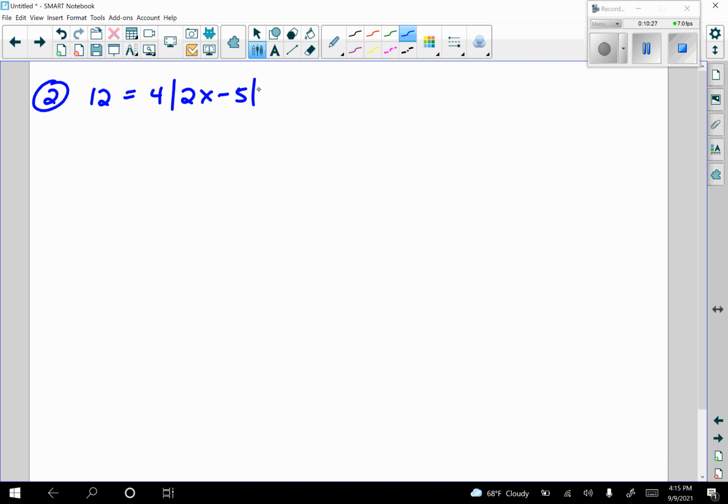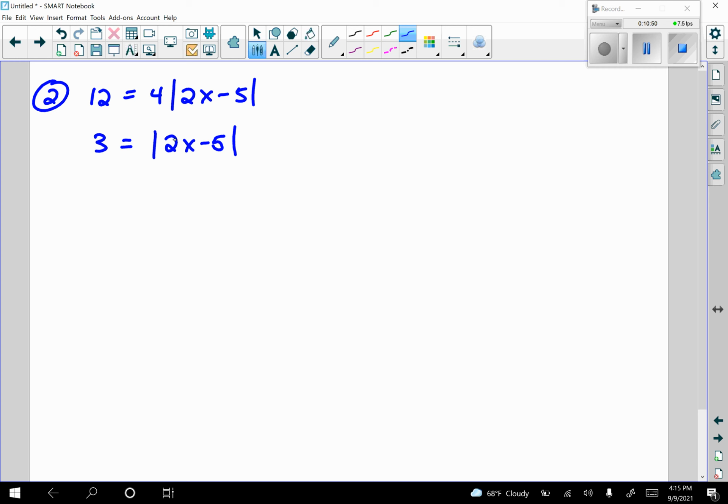Now the idea is to rewrite the absolute value into two separate equations, but we can't do it until we isolate the absolute value. So in this case, whenever we see numbers on the outside of it, we need to get rid of it. So here I want to divide by 4 first. So we're going to get 12 divided by 4 is 3. So we get something like this. Now we can rewrite it.